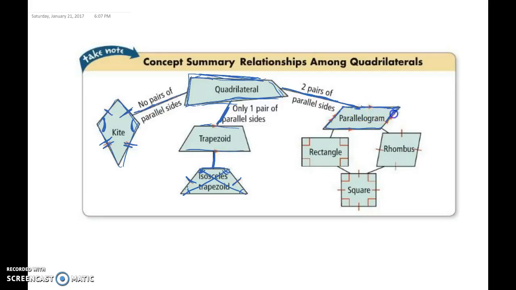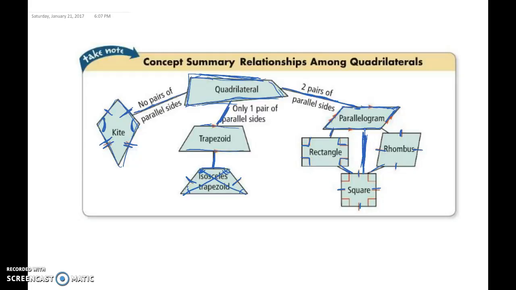But once it's a parallelogram, it can be a rectangle, which means it has all right angles. It could be a rhombus, which means it's all congruent sides. Or it could be a square, which means it has characteristics of both a rectangle and a rhombus. So remember, a square has everything of parallelograms as well. It has all the characteristics of a parallelogram.